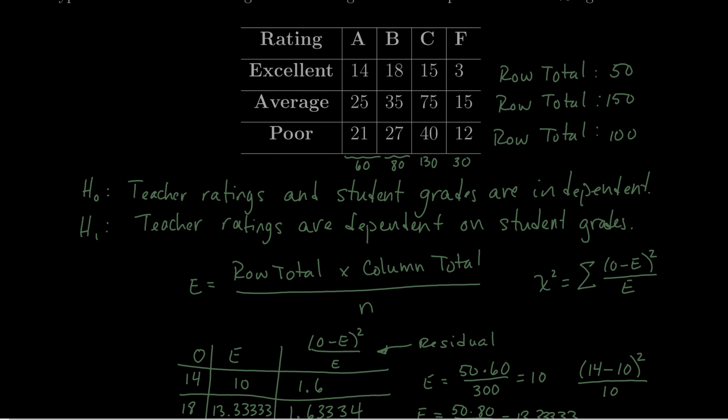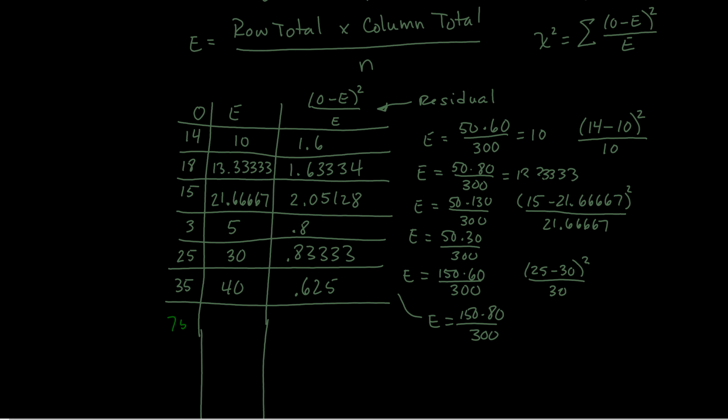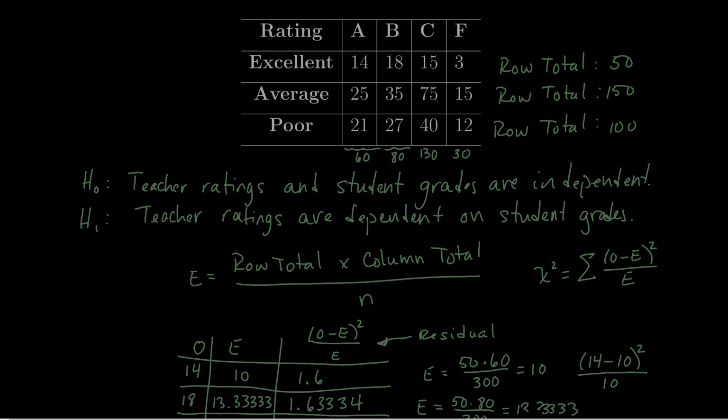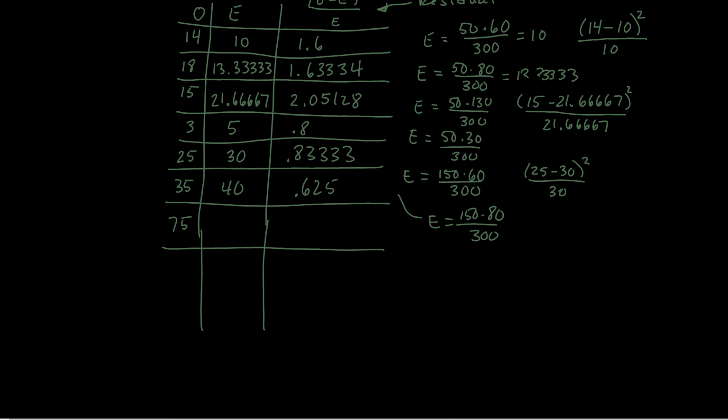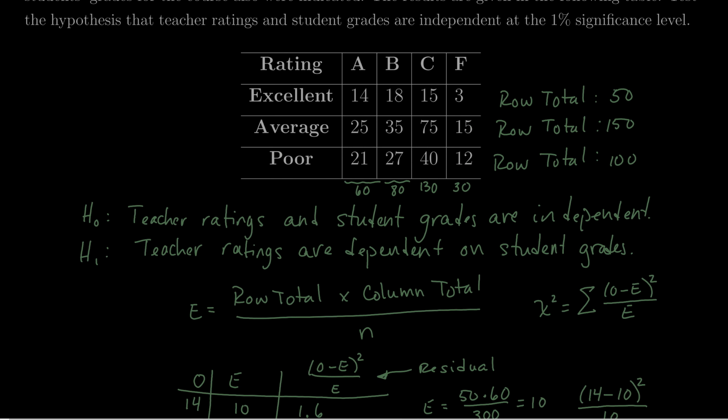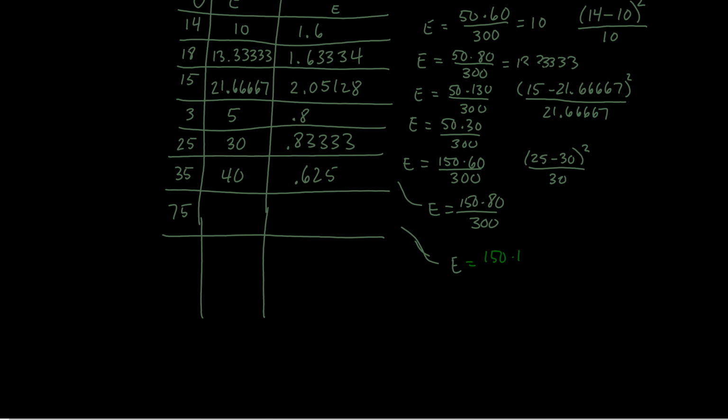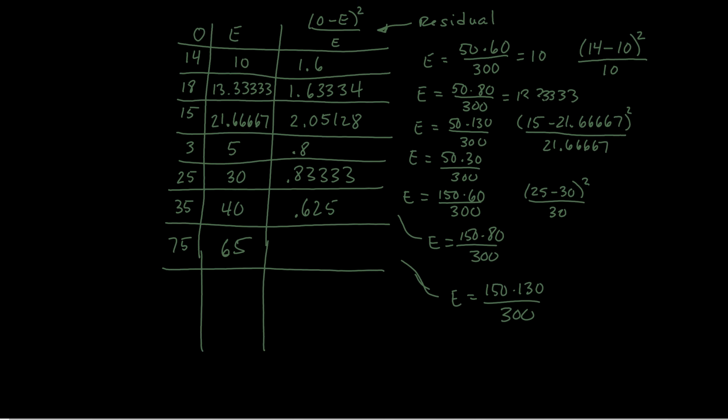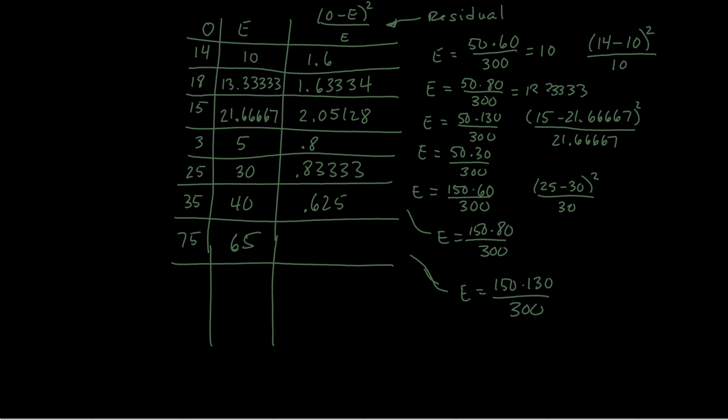Moving to our next observation, we have 75. 75 falls under the row total of 150, and the column total of 130. So we have an expected frequency here of 150 times 130 divided by 300. So we get an expected frequency here of 65. Our residual is 75 minus 65 squared divided by 65. And we get here approximately 1.53846.